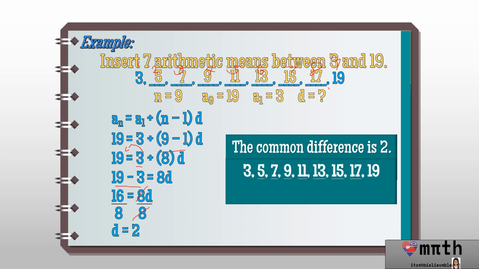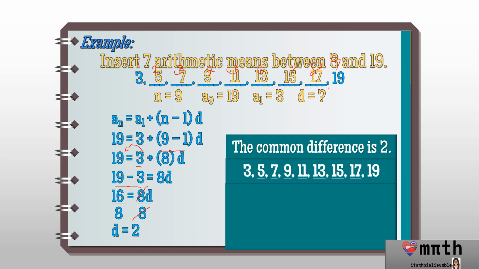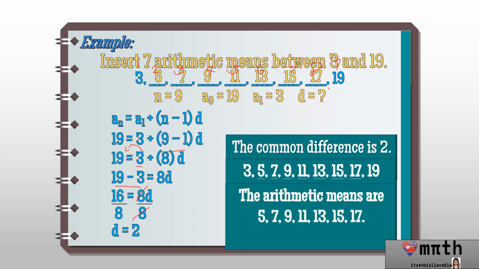So the arithmetic means from there are 5, 7, 9, 11, 13, 15, and 17.